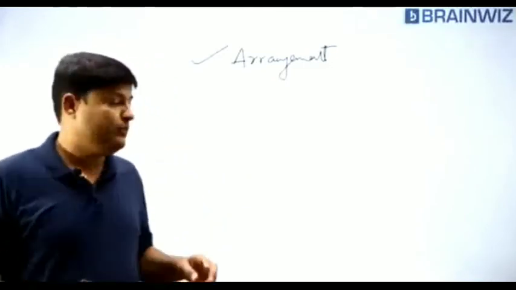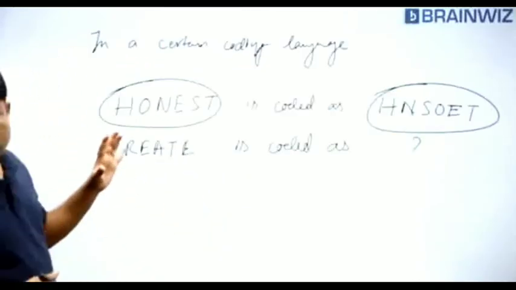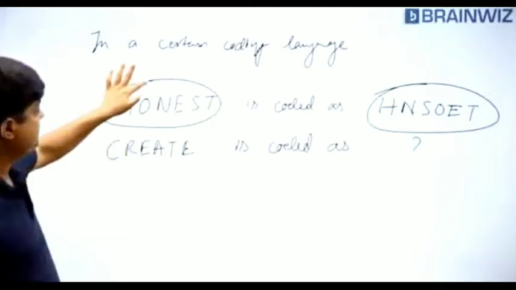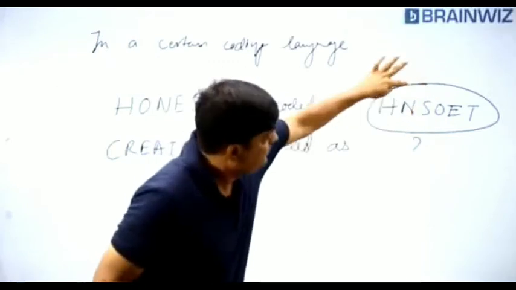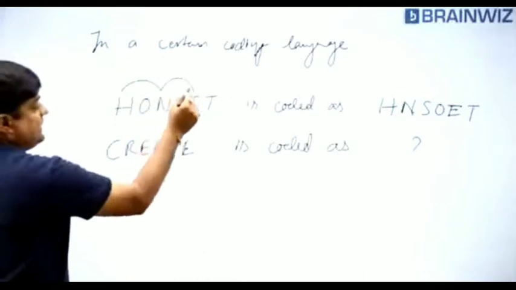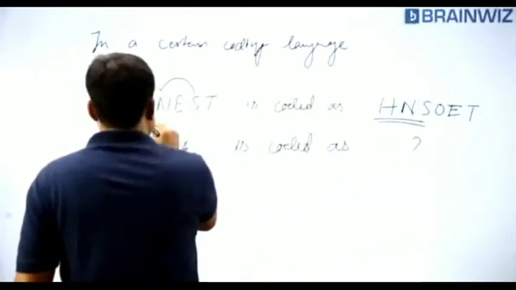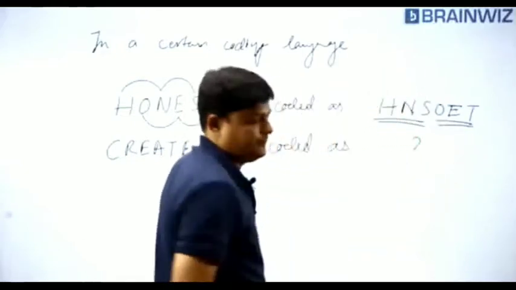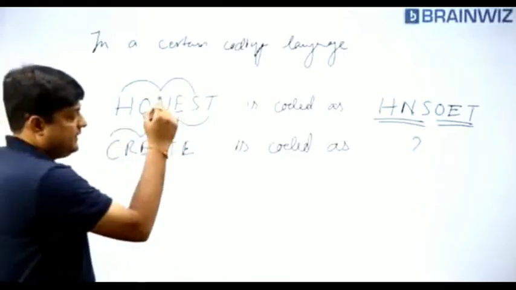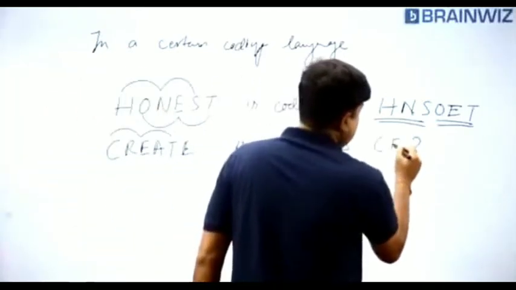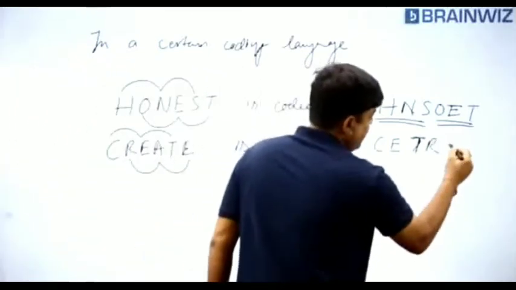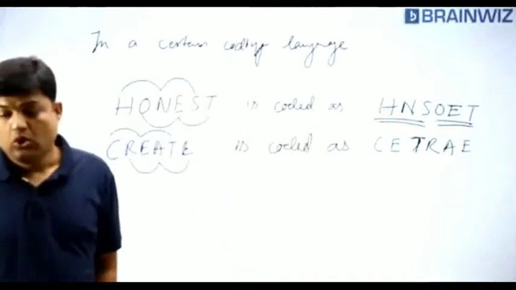Now let's try to find out here. Most of the people will know that. But here, H-O-N-E-S-T, what has he done in this logic? H-N-S, alternatively picked, H-N-S, then O-E-T, alternatively picked, O-E-T. Are you understanding, everybody? Same fashion here, C-E-T, then alternatively R-A-E. Hope you are getting odd, even.